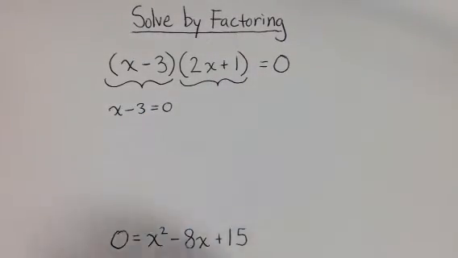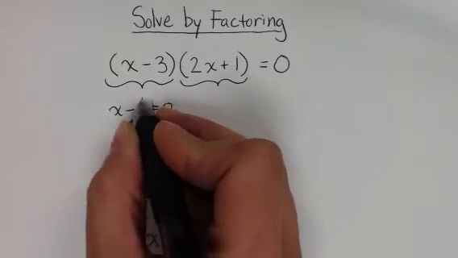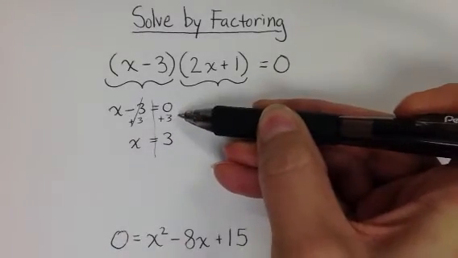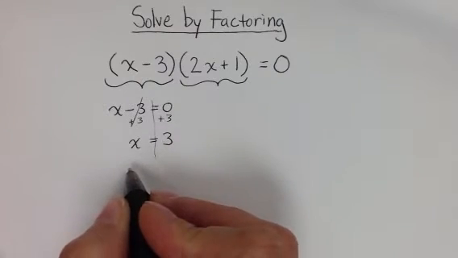Okay, well what would x be? Well, let's solve it. I'm going to add 3 to cancel that out, and I get x equals 3. I use the addition property of equality here. So that is one of my possible solutions.